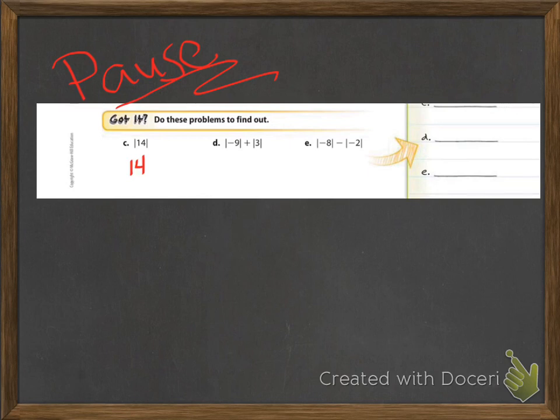Example D, the absolute value of -9 is 9. The absolute value of 3 is 3. So when I do my 9 plus 3, I get 12. And E, absolute value of -8 is 8. Then I'm copying my minus sign because it's right there. And the absolute value of -2 is 2. So I get 6. And that's it.